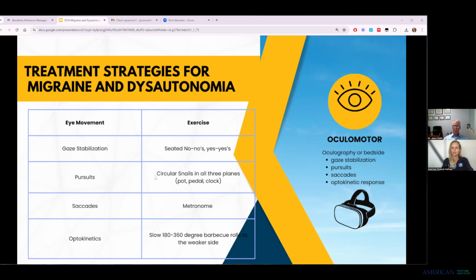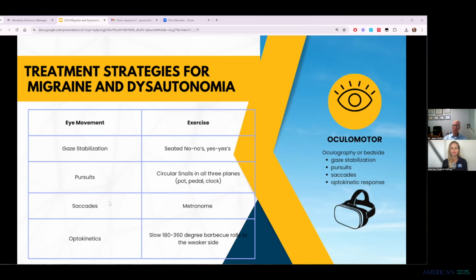Pursuits, I got this from Dr. Rosenthal. He taught me the pot, the pedal, and the clock. So if you're holding a spoon and you're stirring something in a pot, it's going to be going in this plane. So you just put your arm in front and you do a tiny little, we're basically doing 5 snails, small getting bigger. You're looking at your thumbnail and you do it in that plane, and then you turn it this way and do it. And you look at 5 circles getting a little bit bigger, and then you do it in the clock pattern this way. So all 3 different planes. And if you work on those pursuits, just 5 in each direction a few times a day, you'll be surprised how much smoother your pursuits become in terms of the patient.